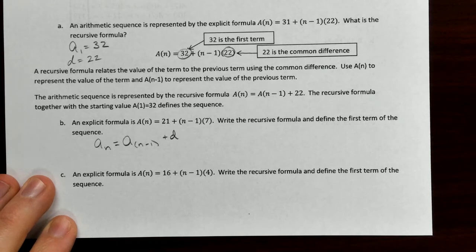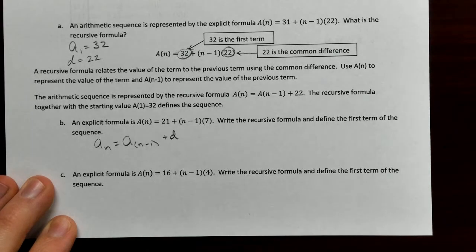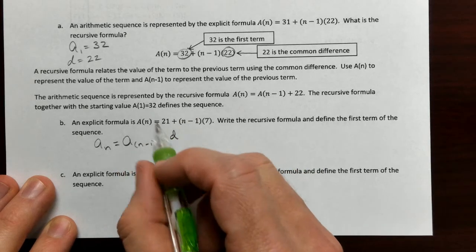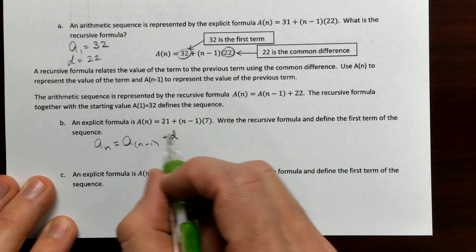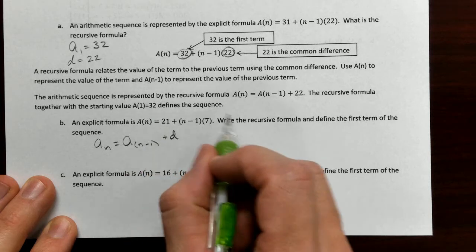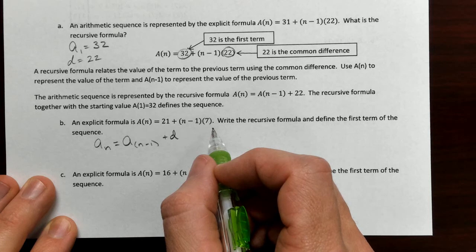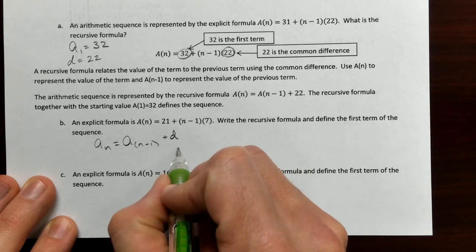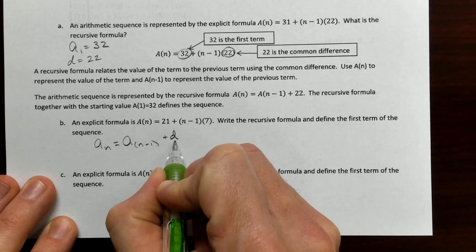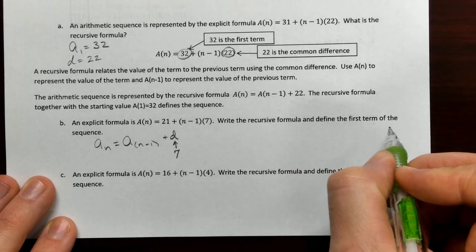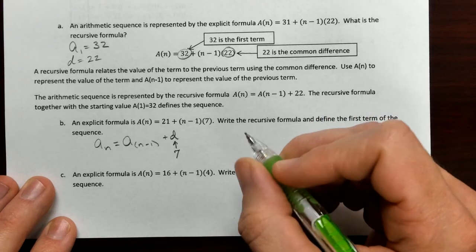Mahir, are you there? All right, Mahir. I want you to tell me what d is from my question here. Yep, b. Fantastic. So I know right now that 7 is going right here in place of d. Okay, and it says write the recursive formula and define the first term for the sequence. So Mahir, can you help me write my recursive formula?